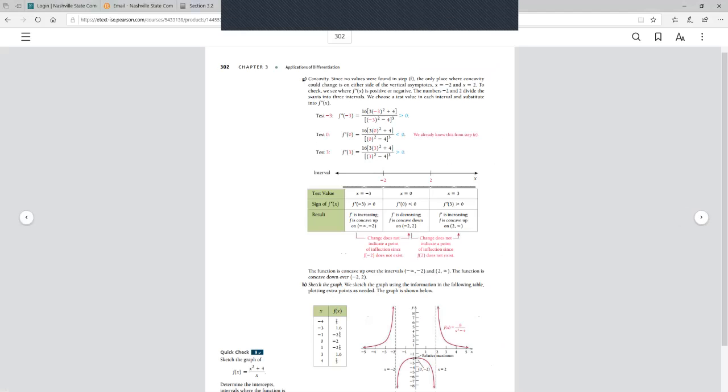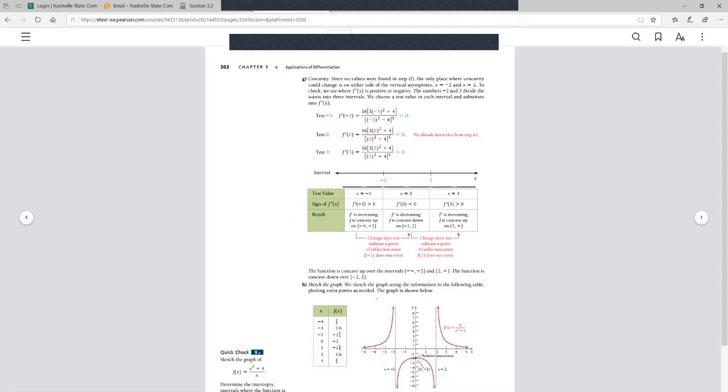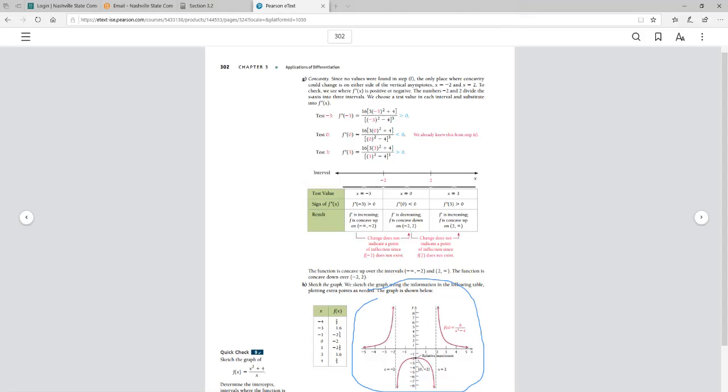And finally, we can sketch the graph. And this is what the graph looks like. Notice our vertical asymptotes here and here, because those values of x, 2 and negative 2, would give us a 0 in the denominator. Notice that our horizontal asymptote is actually the x-axis, y is equal to 0.